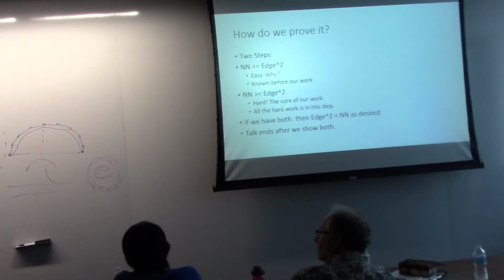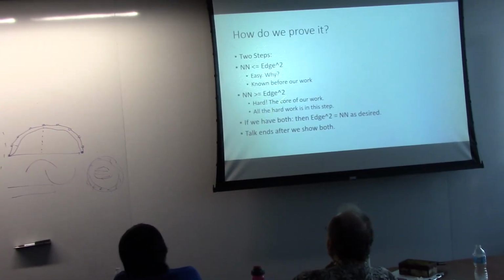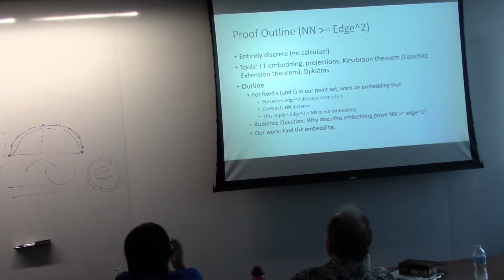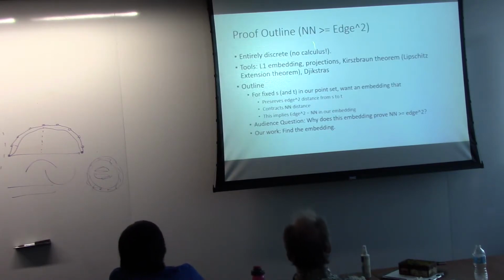So why would the nearest neighbor then be greater than the edge squared distance? Well, that's the hard part of the proof, and that's the part we'll show. That's what we're going to outline for the rest of the talk. The nice thing is that the nearest neighbor metric is a big calculus definition, right? Maybe you have to use calculus of variations, this kind of stuff in physics. Actually, our proof is entirely discrete. We never use a single integral in our proof.